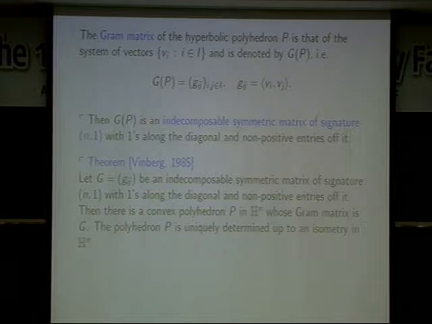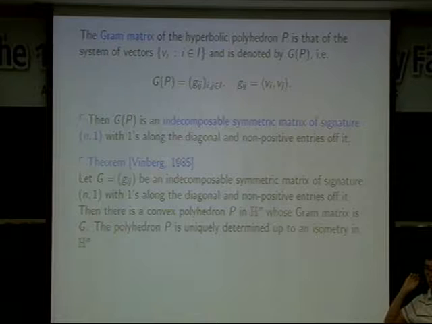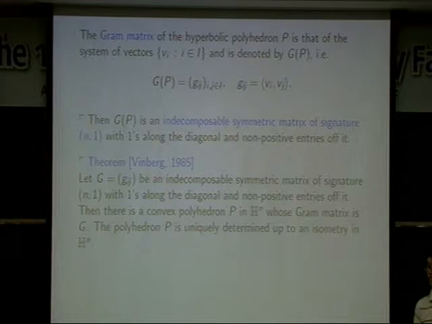Each facet gives a unique normal vector. Using this, we can obtain the matrix. Okay, and this theorem means that somehow we have a one-to-one correspondence: polyhedron, Gram matrix.